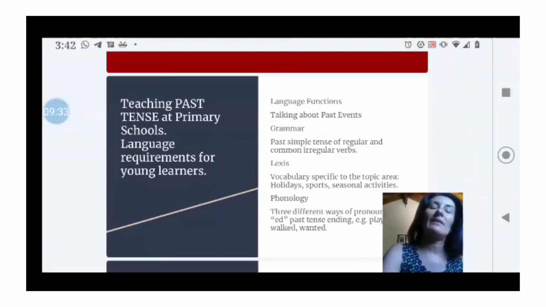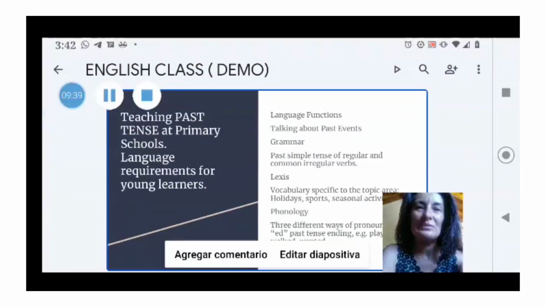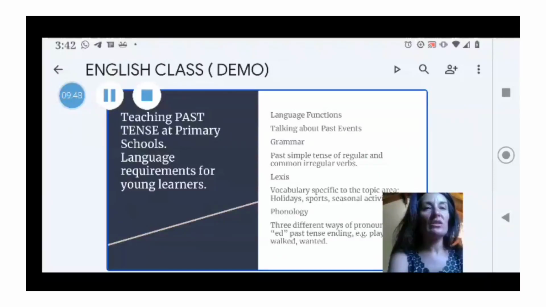Teaching. Now we go directly to our topic. Language functions: talking about past events. Grammar: past simple of regular and irregular verbs, and of course, vocabulary for holidays, sports, seasonal activities.